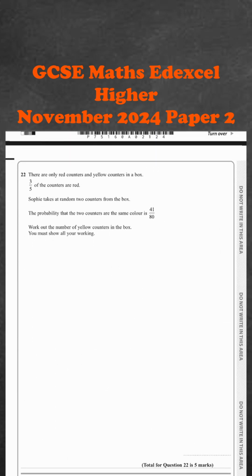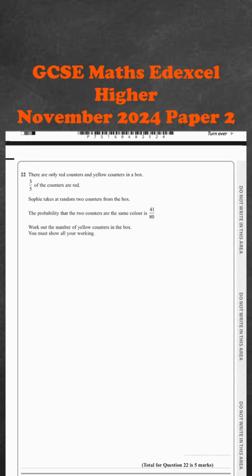Question 22. There are only red counters and yellow counters in a box. 3/5 of the counters are red. Sophie takes at random 2 counters from the box. The probability that the 2 counters are the same colour is 41 over 80. Work out the total number of yellow counters in the box. You must show all your workings.